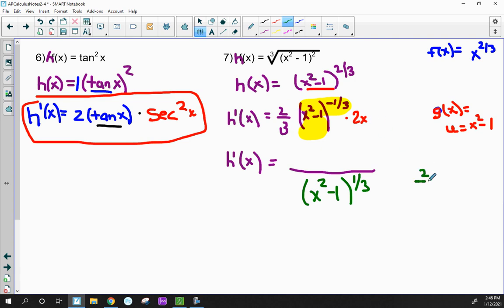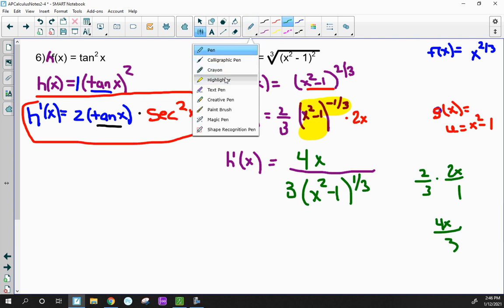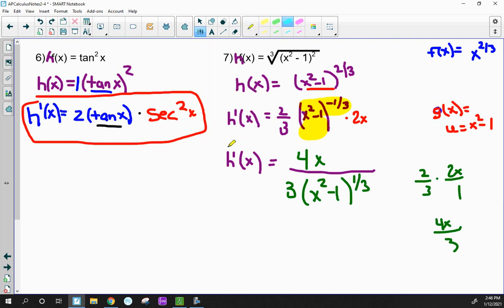Put this over to the side quickly. 2/3 times 2x. 2x is over 1 if you want to make it a fraction. You can just go straight across in your head. 2 times 2x is 4x. And 3 times 1 is 3. So we could put the 4x here. That's what I would do. And then I'd put the 3 right underneath the big division bar. Don't write 4/3 up here and then have a fraction with a fraction. Remember, that is not simplified. So this is a great way to write the answer.